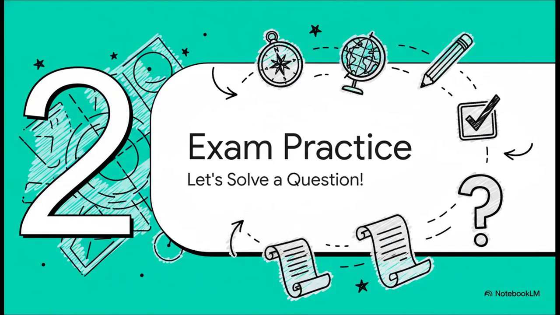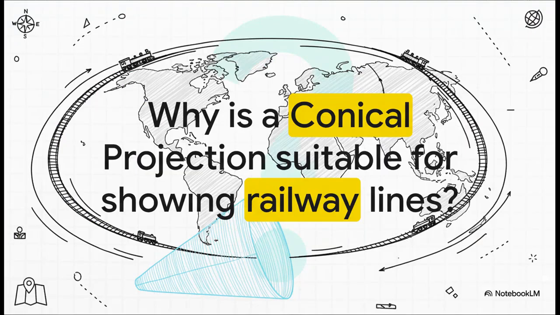Okay, you've learned the concepts, but can you write the perfect answer in your exam? Let's try and solve a question together so you know exactly how to get those full marks. All right, here's a very, very common 3-mark question for you. Why is a conical projection suitable for showing railway lines across a country in the mid-latitudes? Take a second and think about what we just discussed. What was the special thing about the conical projection?